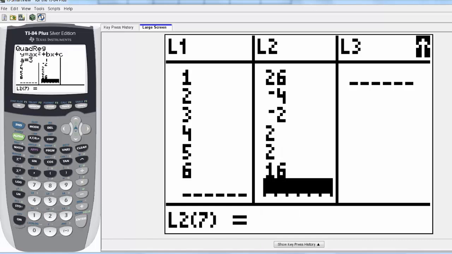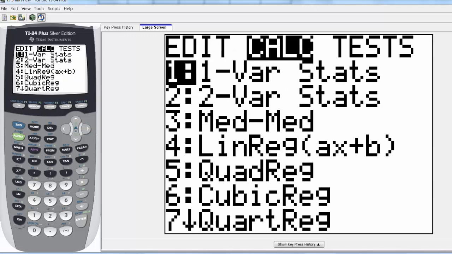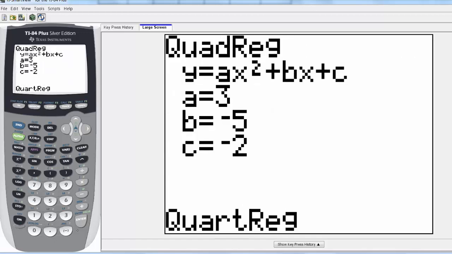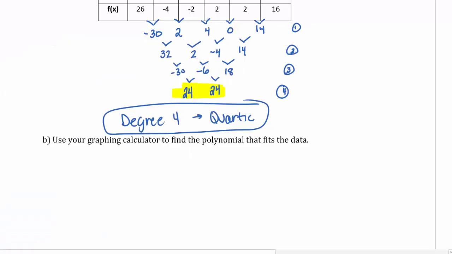Okay, so this time, when I quit, I'm going to go to Stat, to the right to Calc, and I'm going to choose quartic regression because I have a quartic function. That's number 7. And you press Enter, or you go down to Calculate and press Enter. And here are your values. So you have ax to the 4th, bx to the 3rd, it's going to go cx squared, d, and then e. So these numbers go in order. So we use the numbers from our calculator.